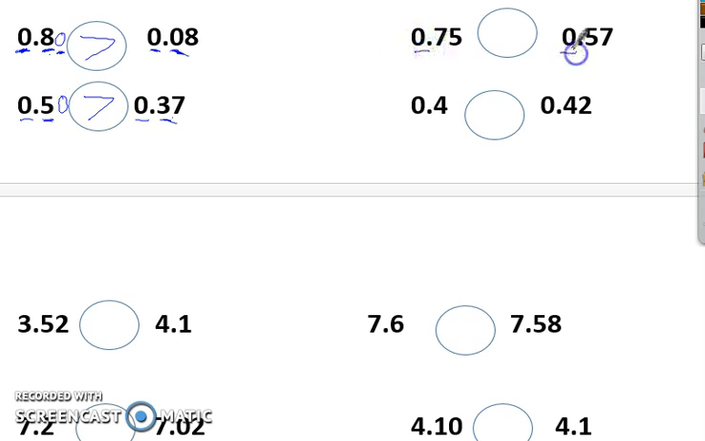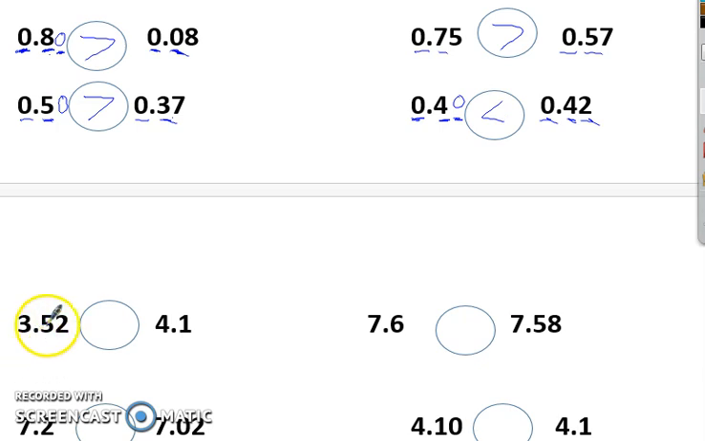Come over here. They both start with 0. We got a 7 against a 5. 7's going to win. Here we got a 0 and a 0. We got a 4 and a 4. We got a nothing and a 2. What number is nothing? 0. So 2 is larger than nothing.